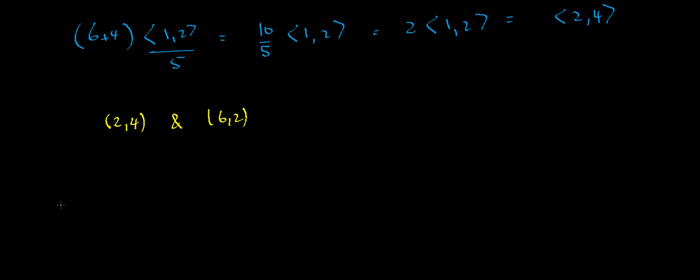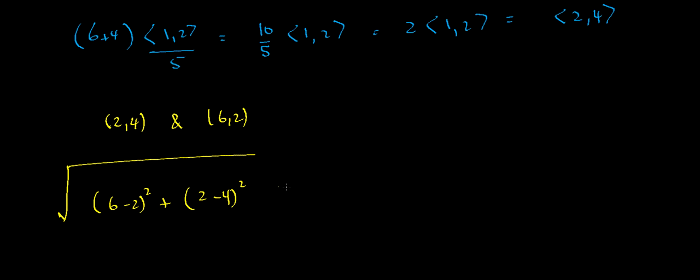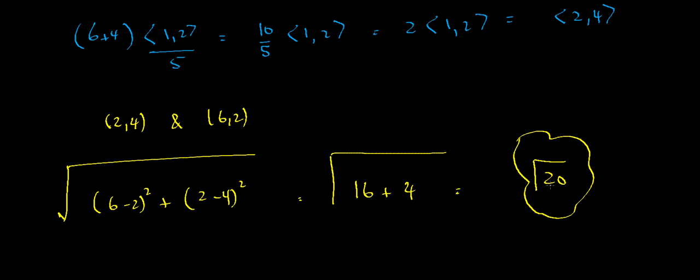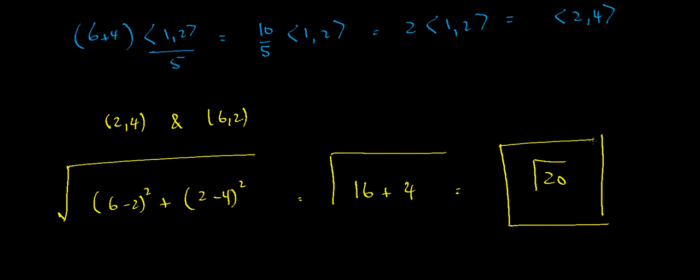So using the formula to find the distance between 2 points, it's the square root of the change in the x coordinates, which is going to be 6 minus 2 squared, plus the change in the y coordinates. So this is going to be square root of 16 plus 4, which is going to be square root of 20. And that's your final answer. You can simplify it even more if you want to, but that's just fine. So this is the distance between the point and the line.